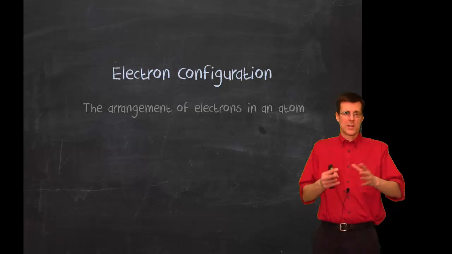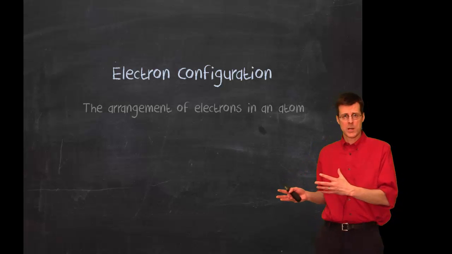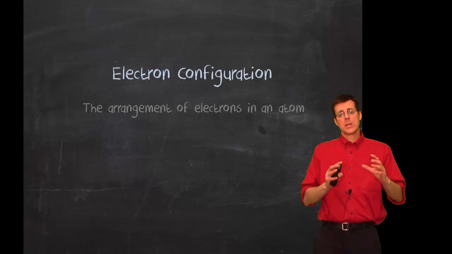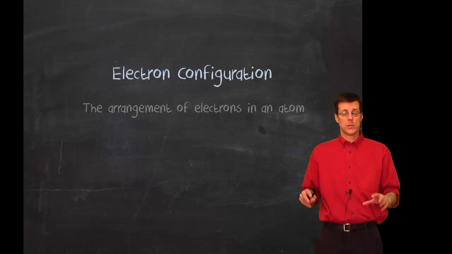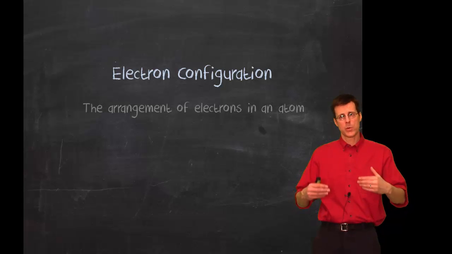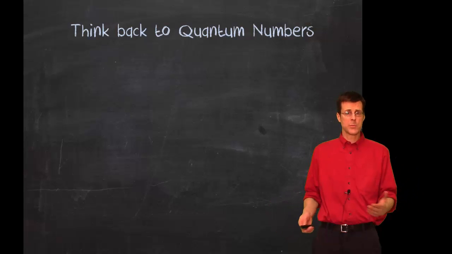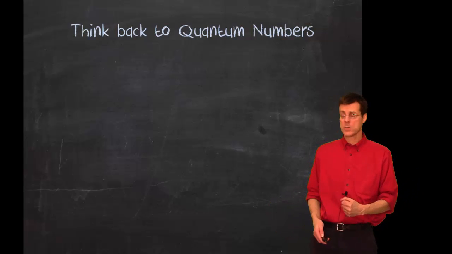The second part, and the more important part, is that when we say arrangement, we're talking about what sort of energy the electrons have. So we can still come up with an idea of how much energy the electrons probably have, and we still do that with a fair amount of confidence. However, our starting point takes us back to the quantum numbers.